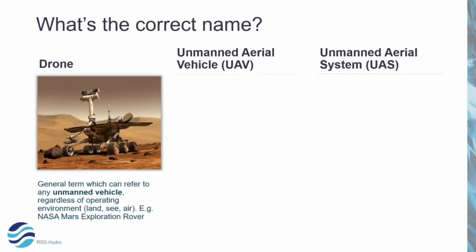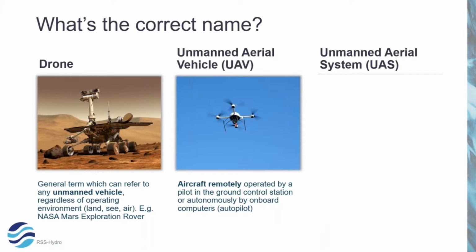Drone is by far the most known between the three and is a very general way to refer to any type of unmanned vehicle, meaning a vehicle without a person on board. An example is the NASA Mars Exploration Rover, launched to explore the Martian surface and geology.